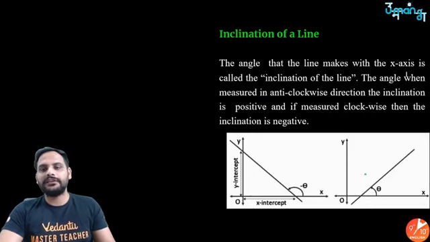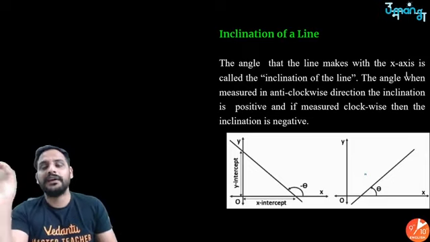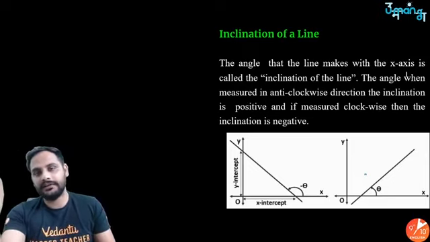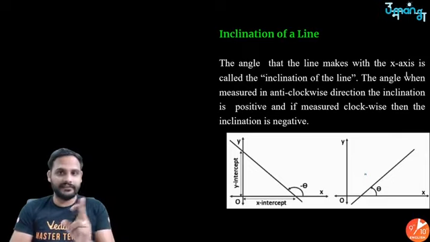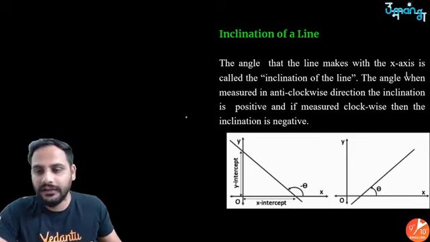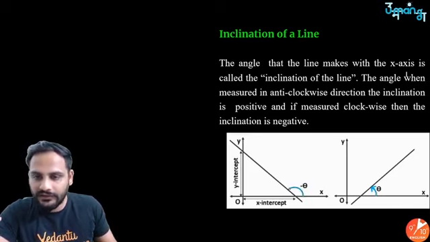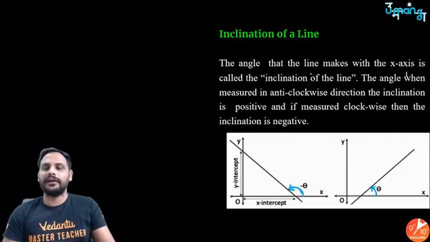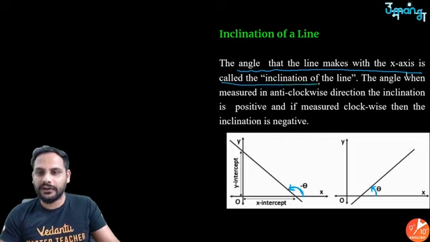Right? Now, inclination of a line means what? It's a very simple thing. Inclination means the angle of any line, the angle which a line subtends with the x-axis. Remember, the angle which a line subtends with the x-axis, but remember the direction, in the anti-clockwise direction. In which direction? Anti-clockwise direction. This is very important. So the angle that the line makes with the x-axis is called the inclination of the line.